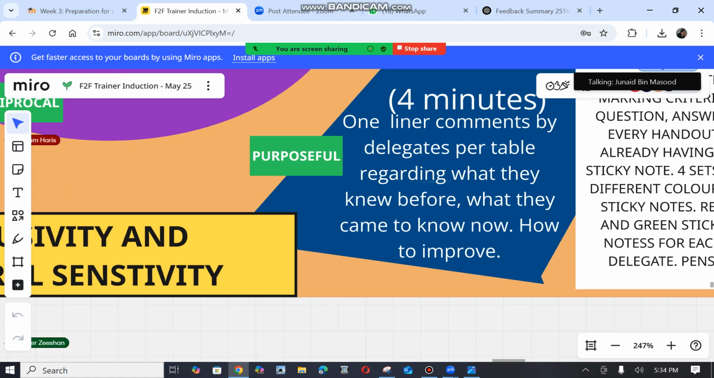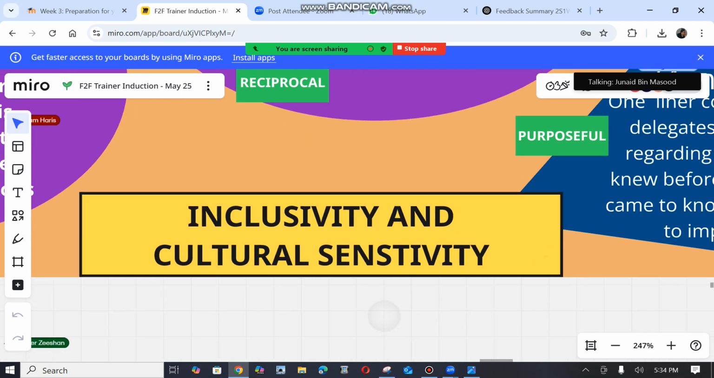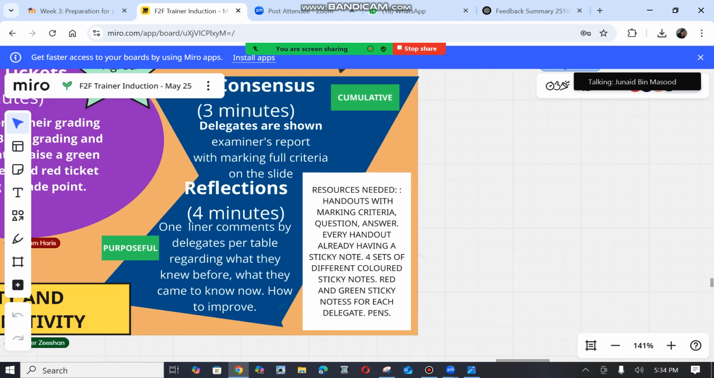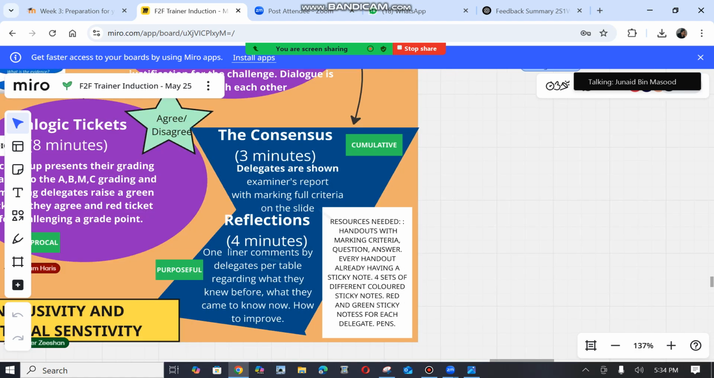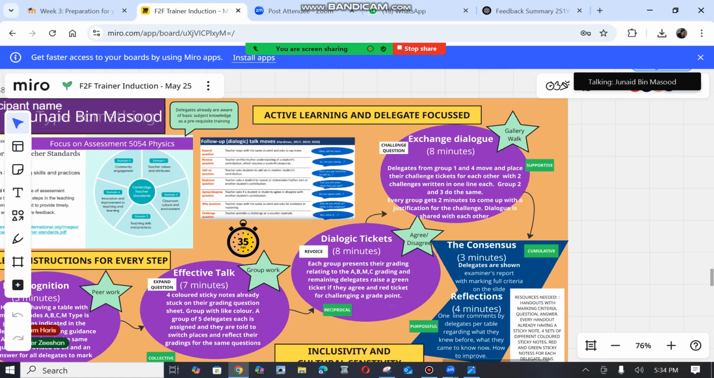This will ensure that everybody has inclusivity and cultural sensitivity, and these resources would make the activity very ideal and full-fledged.